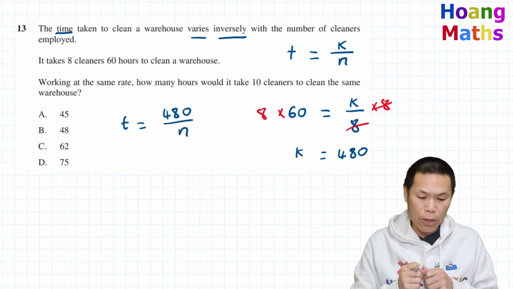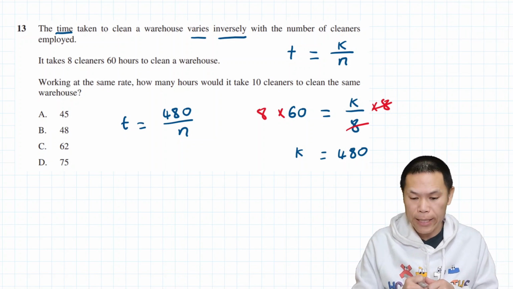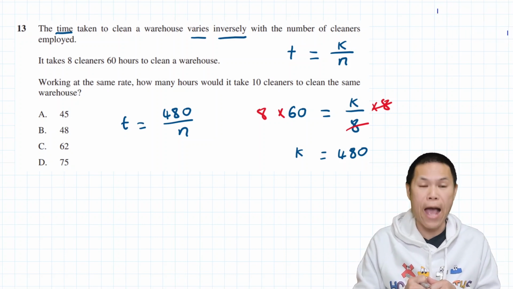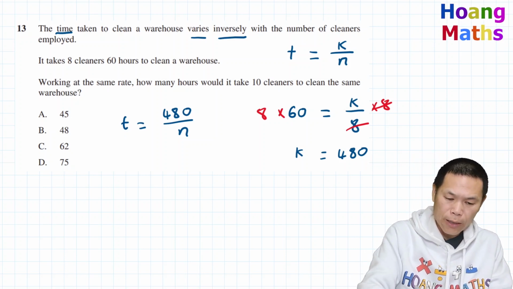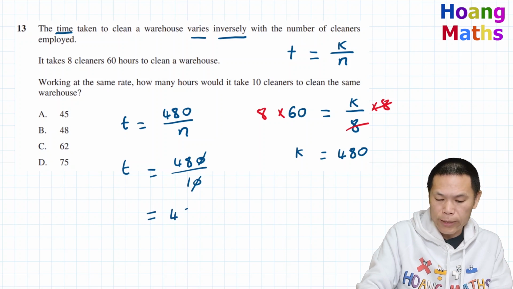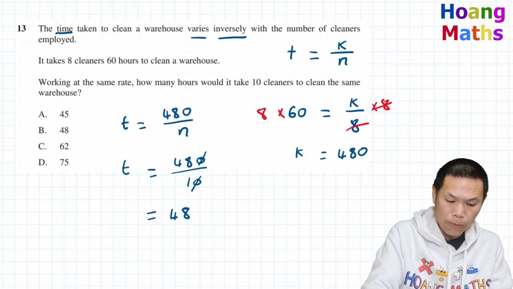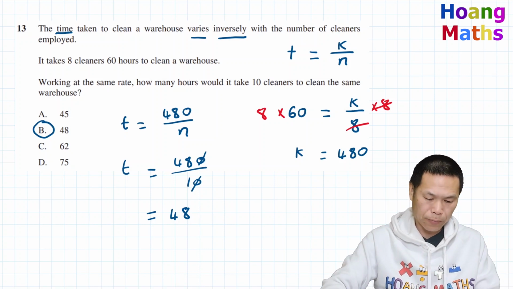But the question is, how many hours would it take for 10 cleaners to clean the same warehouse? Okay, so N is 10. That means T is equal to 480 divided by 10. So that cancels out, and that is 48. So the answer should be B, 48.